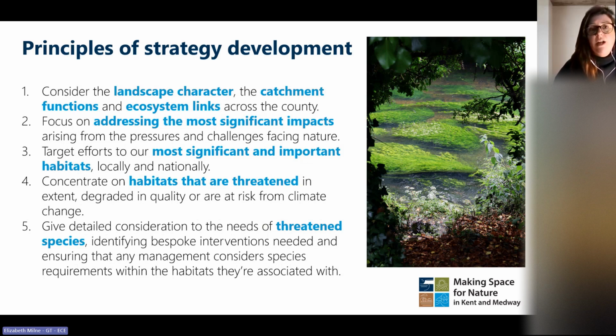So that meant that we would not only concentrate on habitats that were threatened in extent, but also on habitats that perhaps were seeing continual degradation in quality, or were at particular risk from a changing climate. And the fifth consideration was making sure that where we were looking at our habitats and what we wanted to achieve for them, we were also giving real consideration to the needs of the species that depended on these habitats, and that any management interventions really considered the species requirements within the habitats they were associated with.